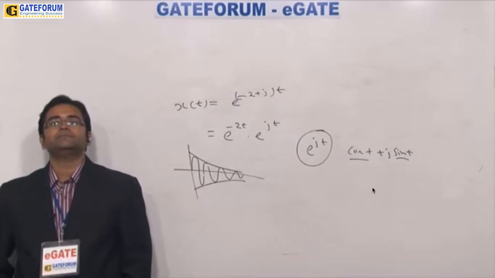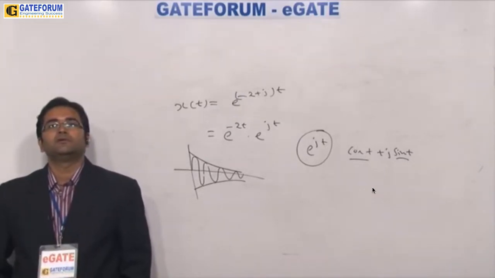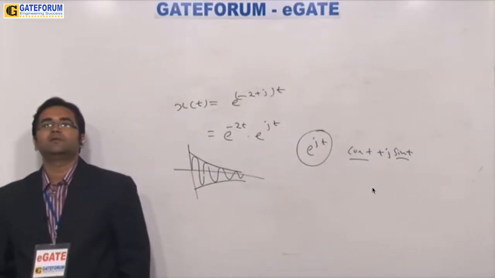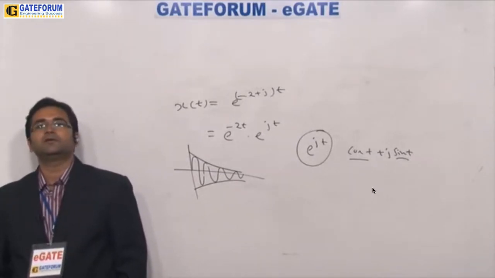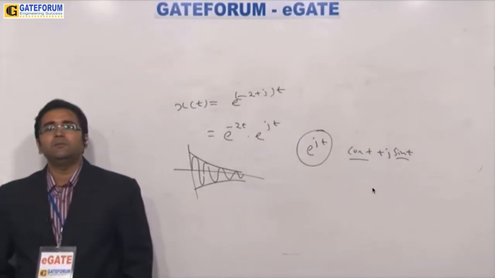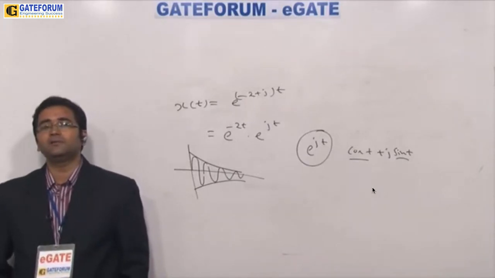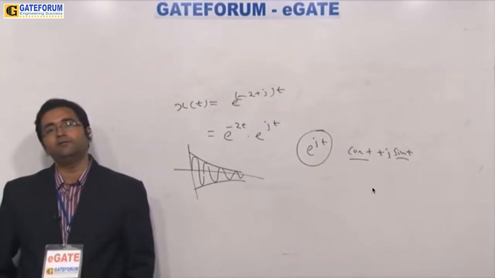Rohit from Mumbai. Is it true that parabolic and ramp signals are always unstable? No, it's not about the signals, Rohit. The parabolic and ramp, they are unbounded signals. I should say this: they are not unstable. They are unbounded signals, and they are always unbounded.